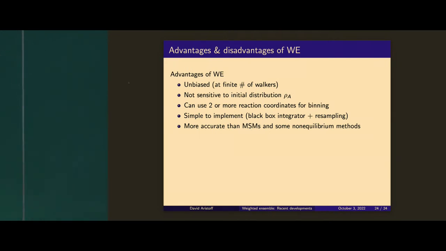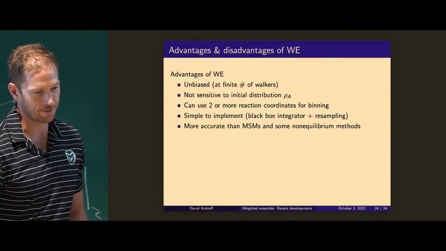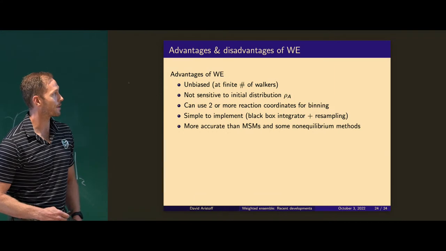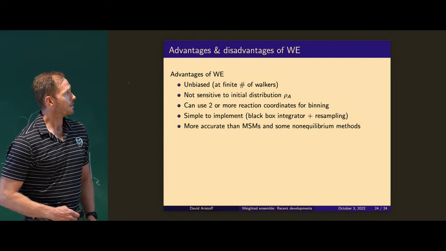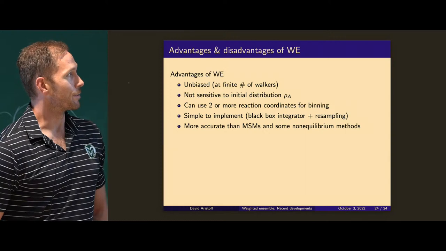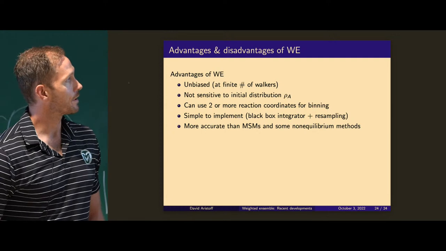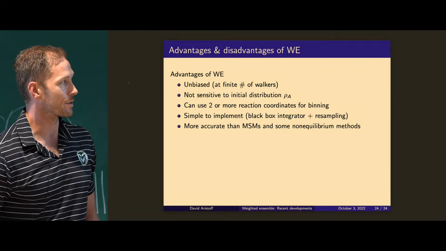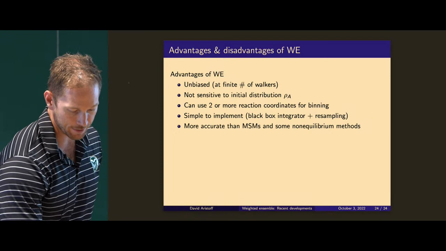Okay, so just wrapping up, what are the advantages and disadvantages of weighted ensemble? Advantages include that it's unbiased at a finite number of walkers. It is not so sensitive to the initial distribution that we're using to compute first passage times. We can use as many coordinates as we want for binning, although the theory says that we really only need two. Simple to implement. You can just use a black box integrator, and then all you're doing is resampling. And it's more accurate than MSMs and some other non-equilibrium methods.